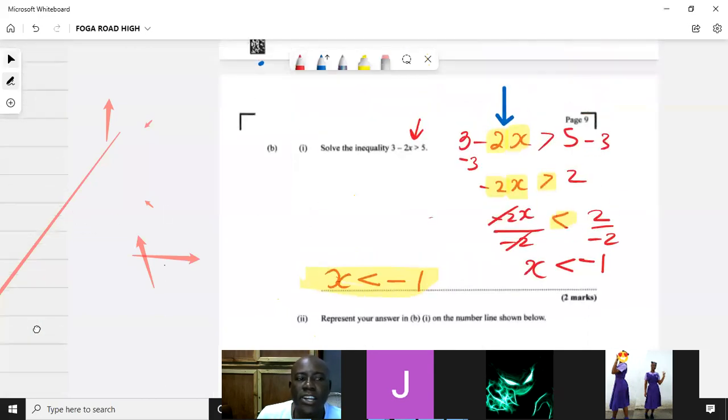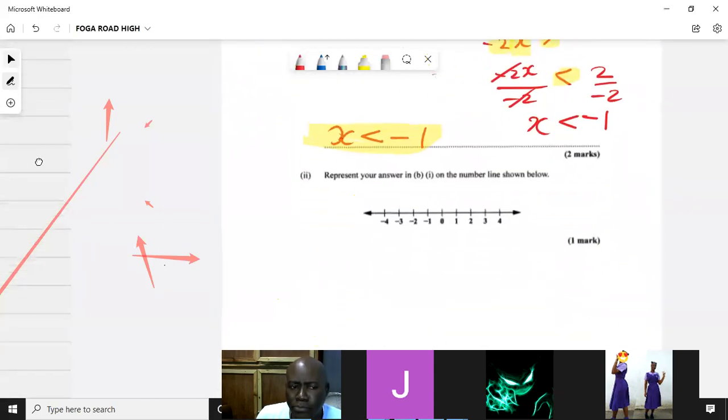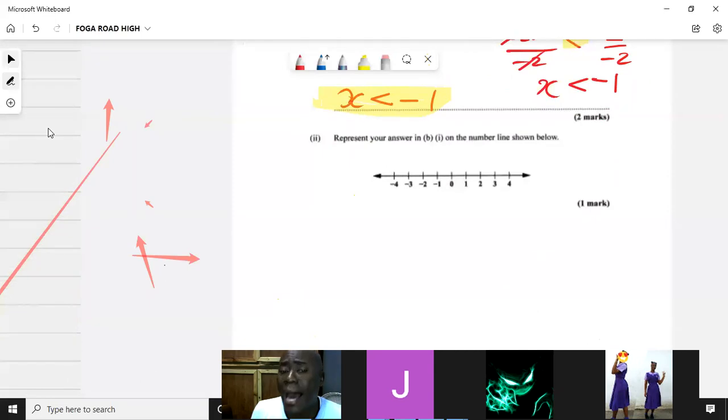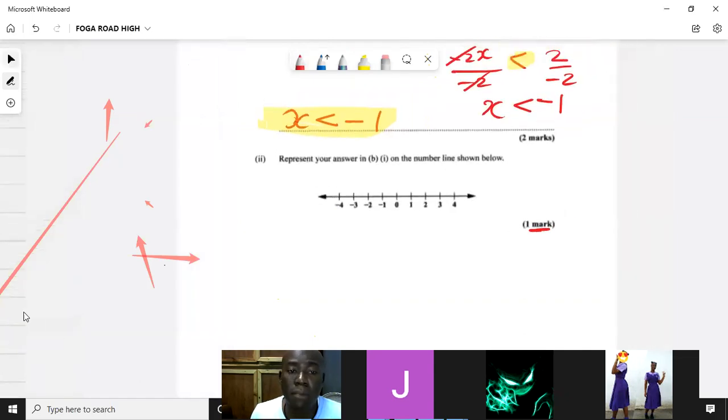When you're representing your answer on the number line, there are 2 ideas. You notice this is 1 mark they're giving, because they expect everybody to know that. You have what is called an open circle that points in the direction that you're talking about, or there is a closed circle that points in the direction.